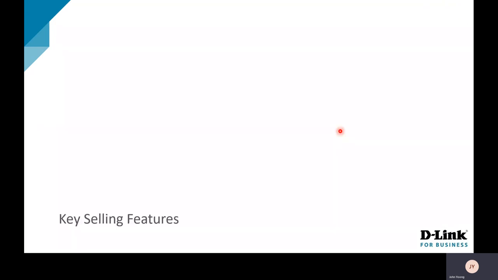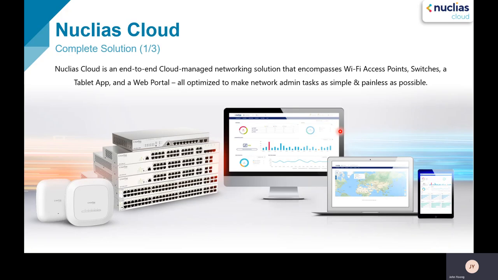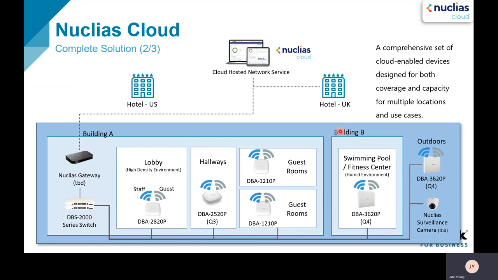Next, we have the key selling features for the Nuclias Cloud. So for Nuclias Cloud, we'll be able to manage all your APs and switches from anywhere in the world. Just log into our web portal, or you can use it through the tablet app, our Nuclias Cloud apps. If you want to manage, for example, multiple hotels under multiple countries, for example the US, UK, you can through the web portal manage all the individual devices under this project site.